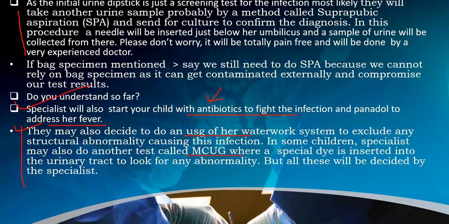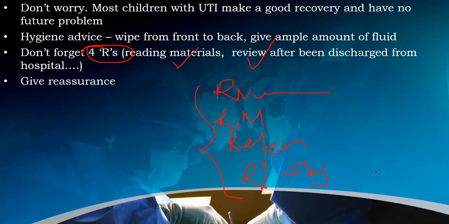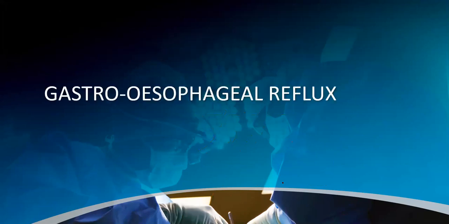They might do some more imaging. One is ultrasound, another is micturating cystourethrogram. Remember, when you use a medical term like this, always explain what it is. That's very important to explain. And then just give some reassurance, hygiene advice, and finish with the 4R. That's very important. Any question on the UTI?